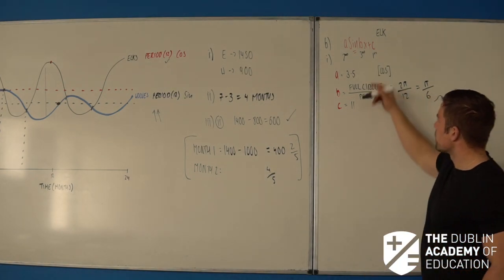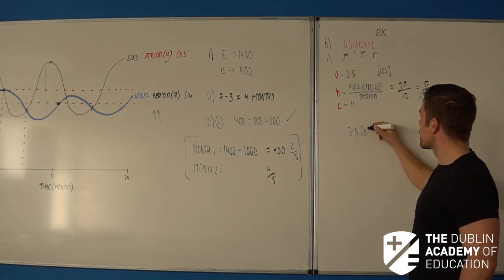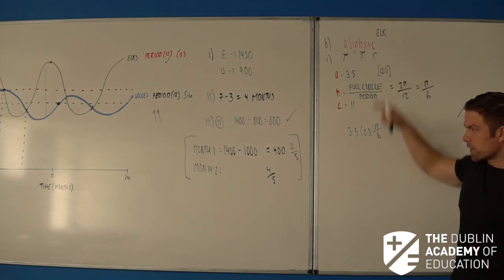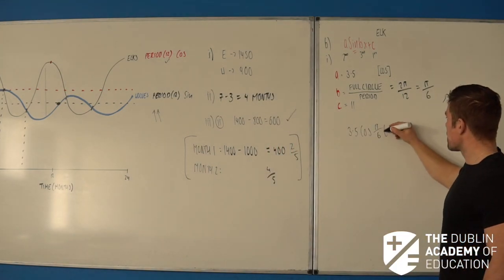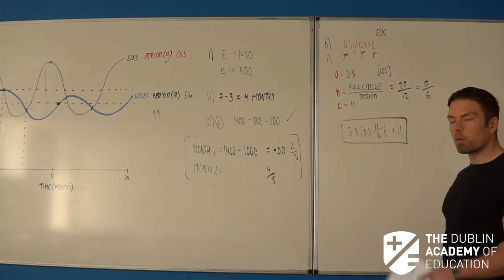So our full answer here is 3.5 times, it's not sine, so it's cos pi over 6. Instead of x, remember real life example, we're talking about the period being in time, so t and then plus c, so plus 11. And that's a function for the population of elk.